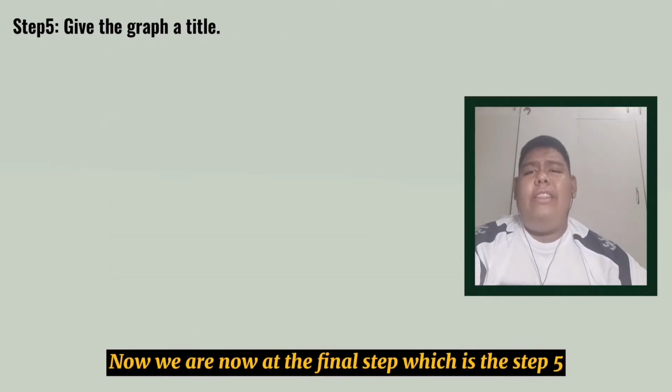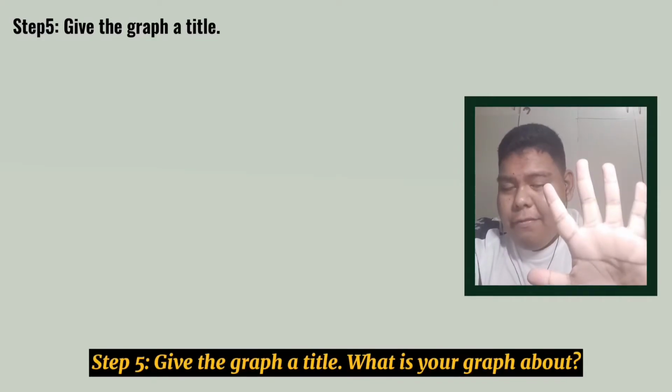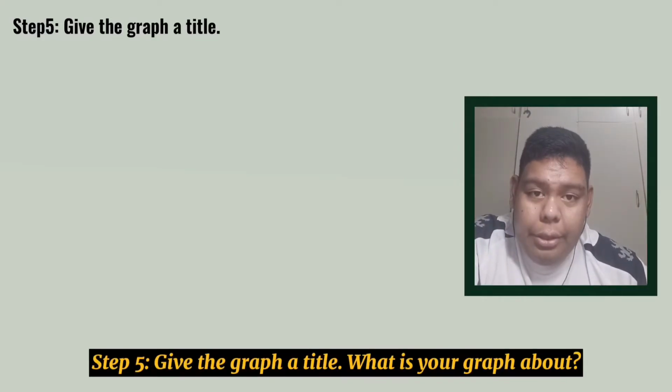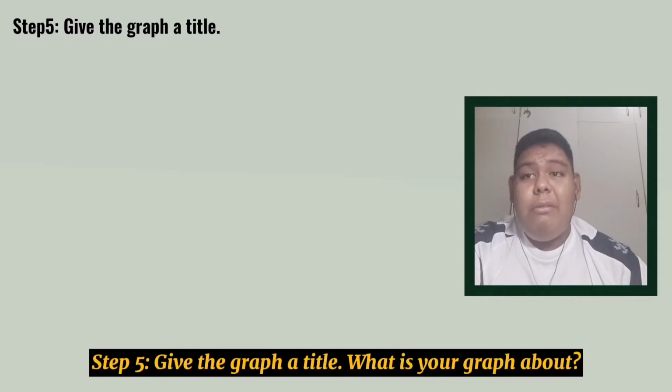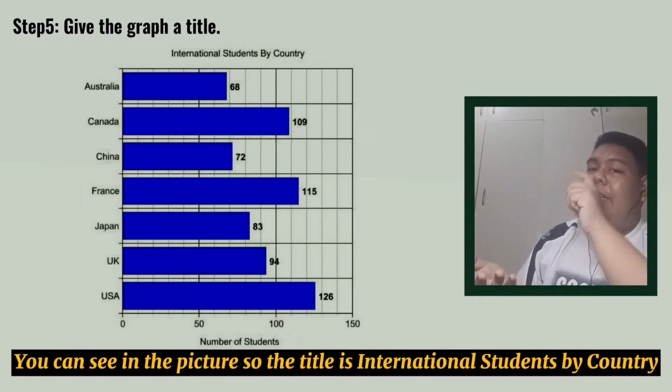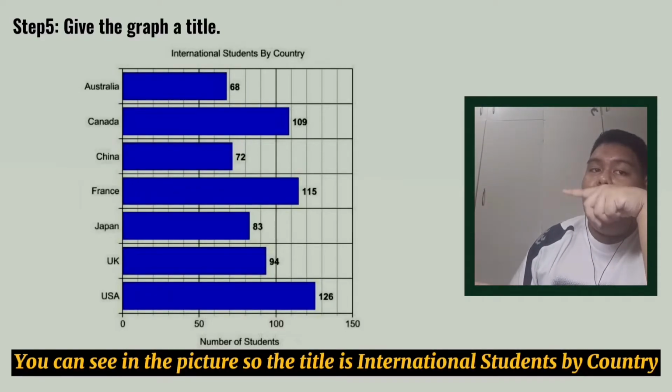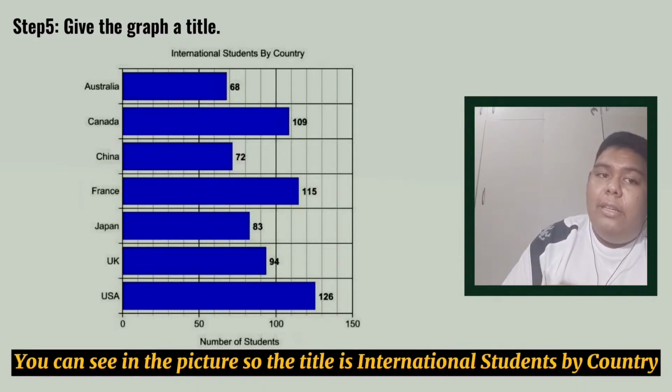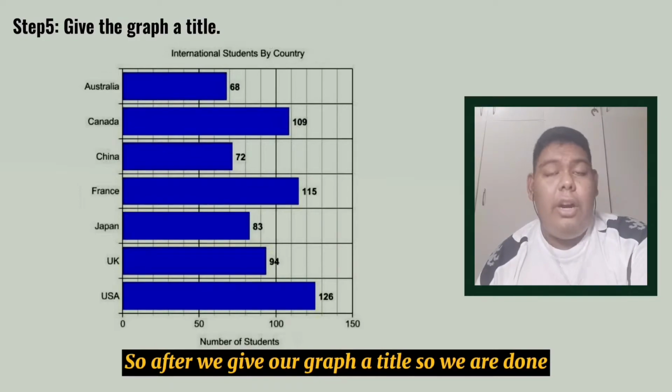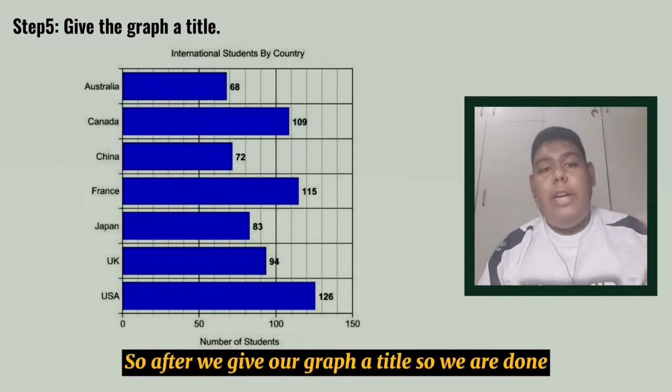We are now at the final step, which is step 5. Step number 5, give the graph a title. It is so easy. What is your graph about? As you can see in the picture, the title is International Students by Country. So after we give our graph a title, we are done.